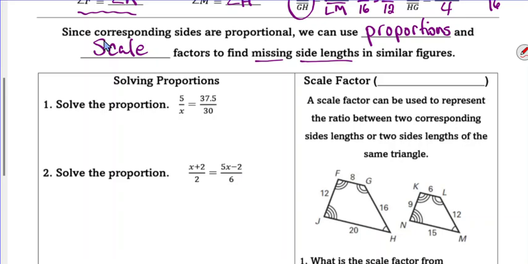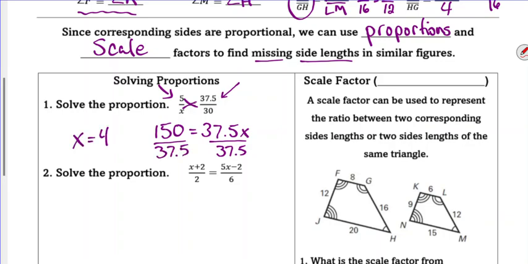Before we jump into that, I just want to talk about how we solve a proportion real quick. So this is a proportion. It's just two equal ratios. 5 over x is equal to 37.5 over 30. To solve this, we're going to cross multiply. You multiply diagonally across. 5 times 30 is 150. And then diagonally across again, 37.5 times x. And then we can solve that equation just by dividing the 37.5 away on both sides. And we get that x is 4. What that's really saying is that 4 divided by 5 is the same thing as 37.5 divided by 30.